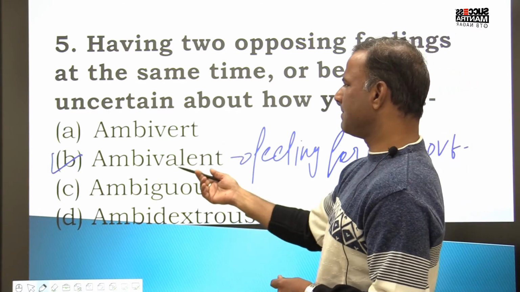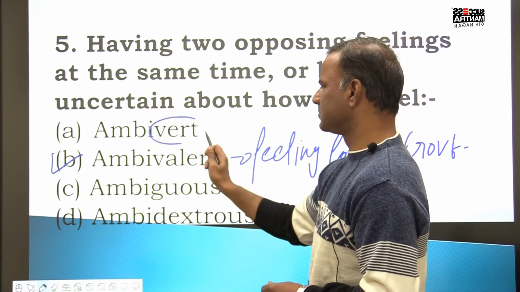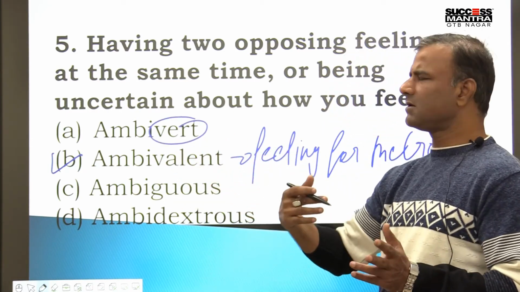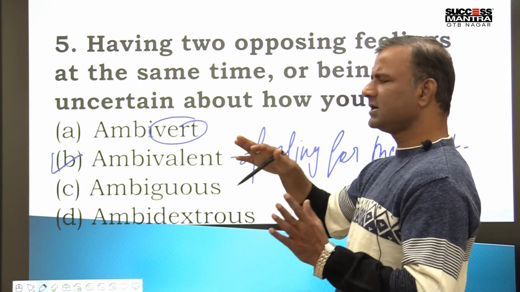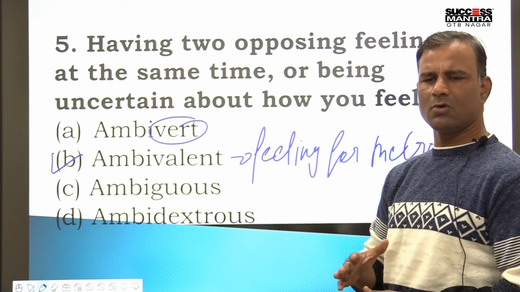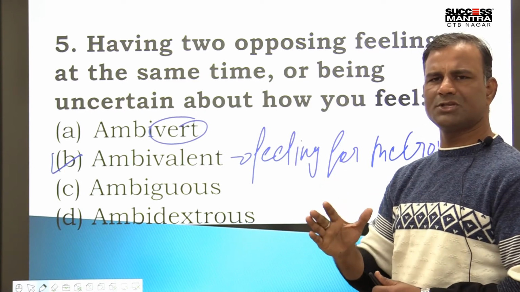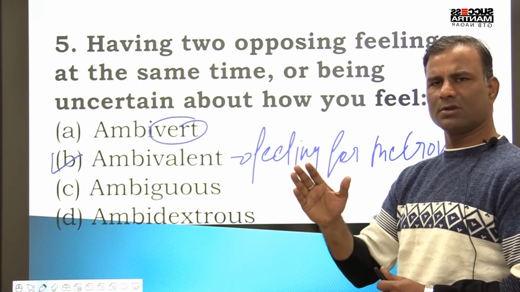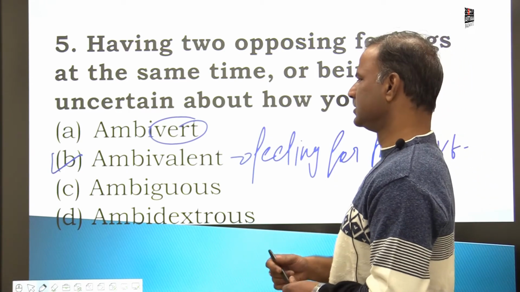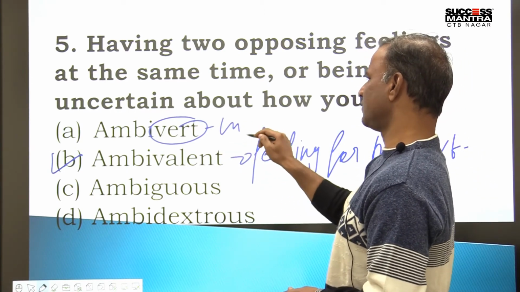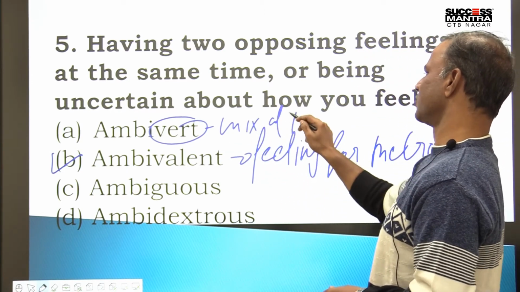And what do you call ambivert? Vert means turn. Ambi matlab both. So ambivert is a mixture of introvert and extrovert, right? So this is called the mix of intro and extro.